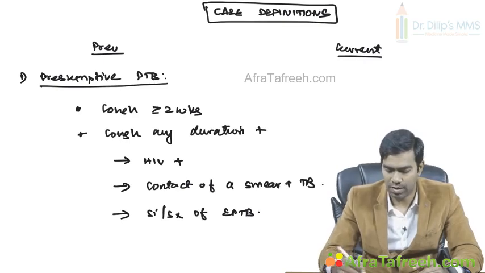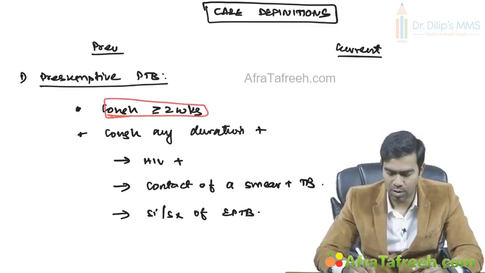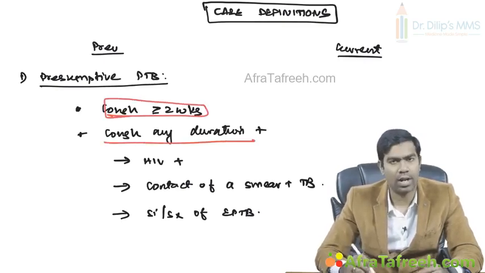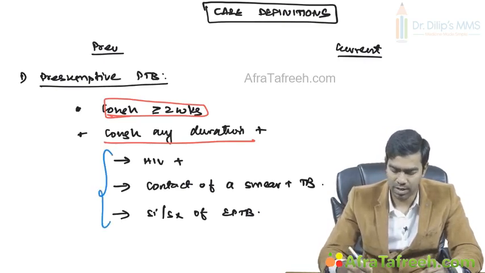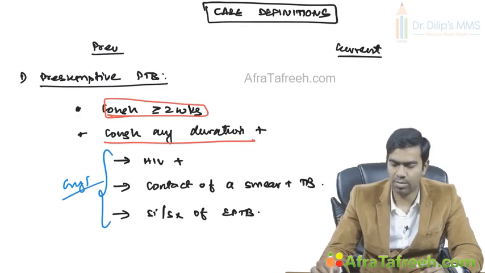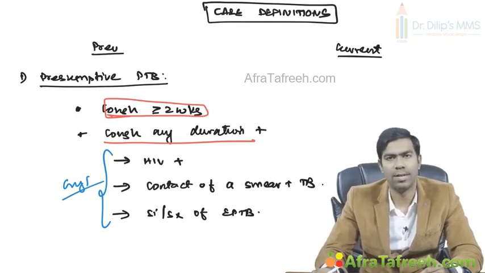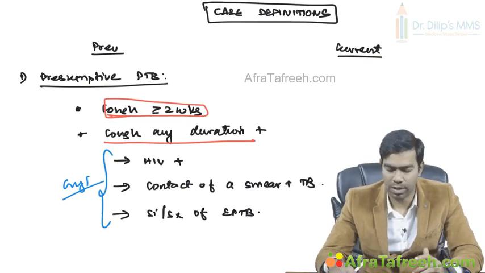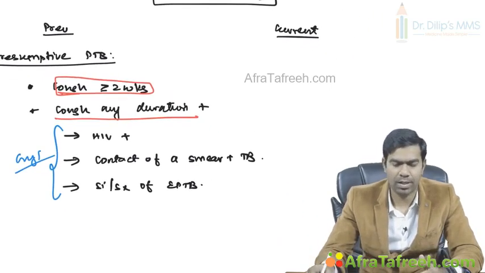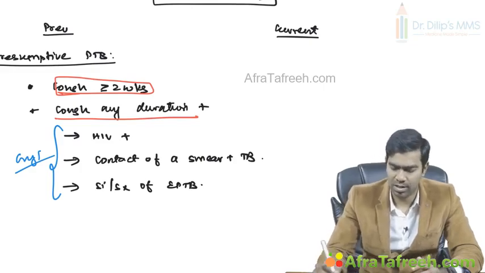Clear? So if you have cough of at least 2 weeks or more, or cough of any duration plus any one of these, like an HIV positive patient with cough of any duration, or a contact of a smear positive TB case, or any signs and symptoms of extrapulmonary TB, those patients can be taken as presumed pulmonary TB cases. But in the current definition, there are some changes.